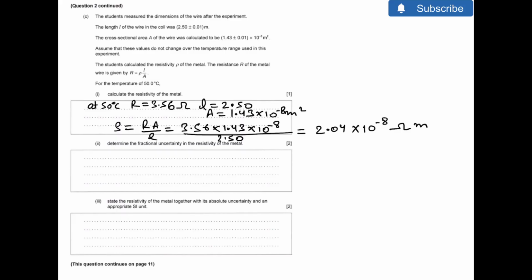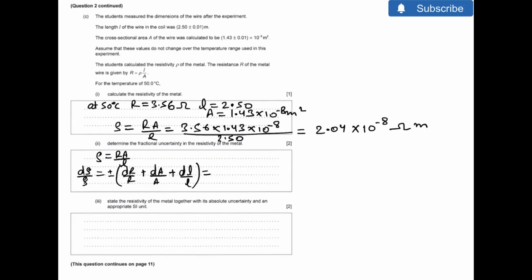Okay, now we have to find the fractional uncertainty in the resistivity of the metal. So we know that ρ is equal to RA/L. So dρ/ρ, using the formula of uncertainties, will be equal to plus minus dR/R plus dA/A plus dL/L.